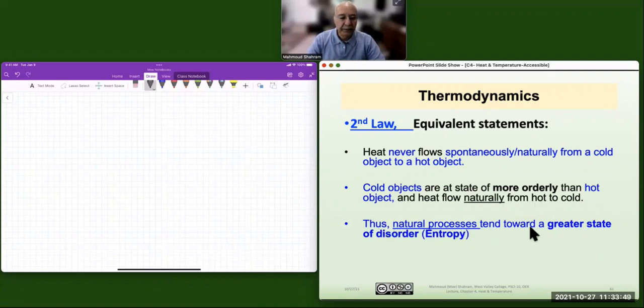Natural processes tend towards a greater state of disorder. So a cold object has less disorder, but when you bring a hot object next to it, the heat flows and makes that cold thing more disordered. So that's the natural flow. That disorder is called entropy, a measure of disorder. Naturally, the entropy of a system increases.